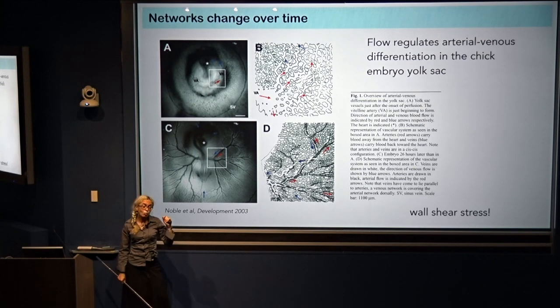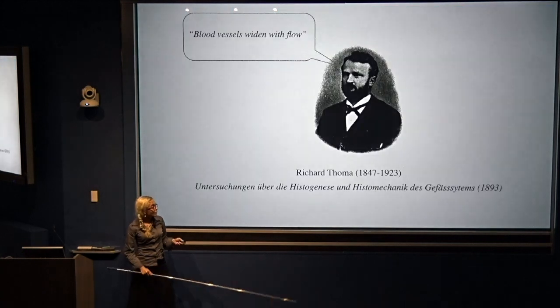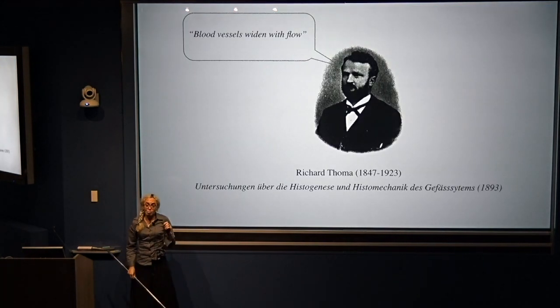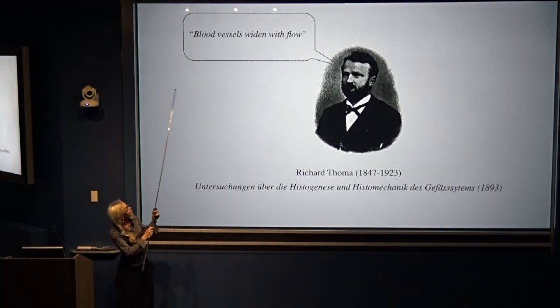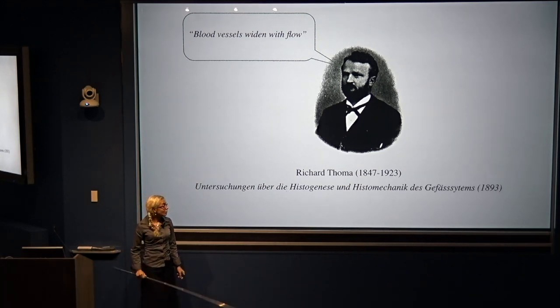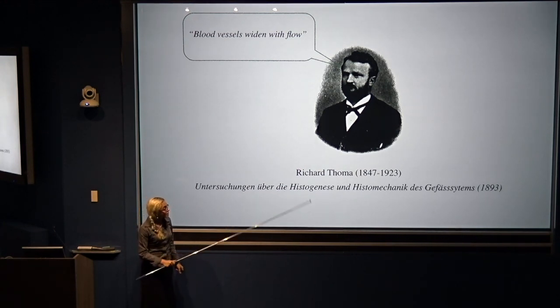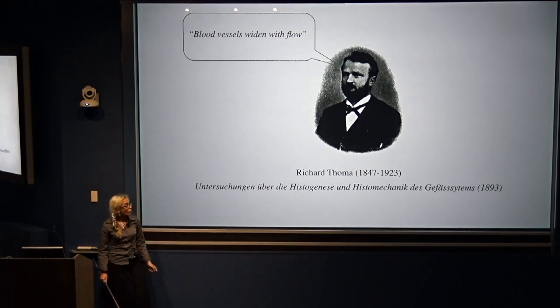Basically, the vessels want to have a specific shear stress. And if there is high flow, that shear stress becomes higher, the vessels expand. If there is less flow, the vessels will shrink. Right? They adapt. It's known for a while that they adapt to wall shear stress. But the fact that blood vessels widen with flow has been known for several years now. It had been postulated in this thesis by Richard Thomas, who was a German physiologist.